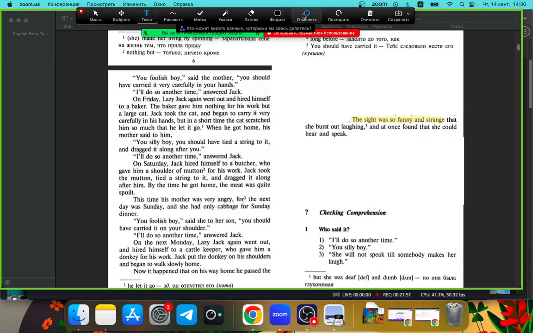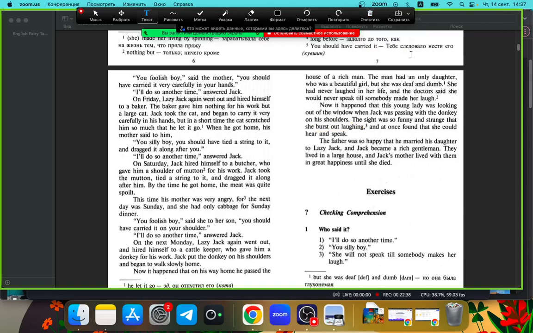Okay, and also we can highlight something else. That she burst out laughing. What about it? It's about emotions. Burst out laughing. It's about number 3, of course. Number 3, feelings and emotions. Ha ha ha ha, she burst out laughing. Feelings and emotions. You have to write the same sentence but with something else highlighted. In number 3, the sight was so funny and strange that she burst out laughing and at once found that she could hear and speak.